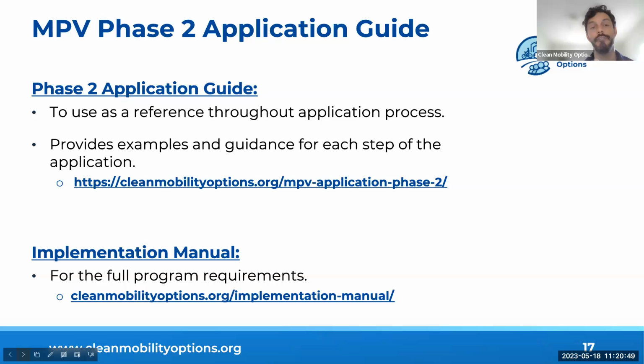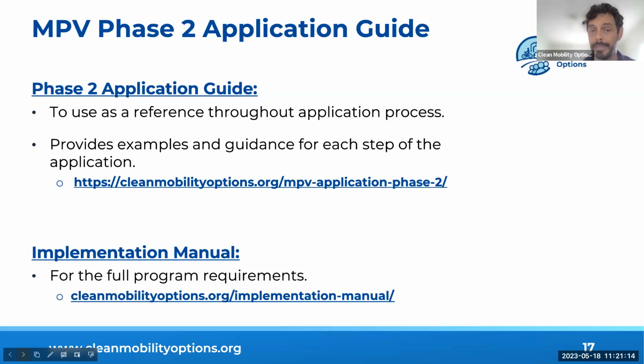The benefit of this is that it provides detailed information and guidance for each section of the application, helping you better understand the requirements and expectations. You can access the phase 2 application guide at cleanmobilityoptions.org/MPV-application. In addition to the phase 2 application guide, it's important to familiarize yourself with the full program requirements that are outlined in the implementation manual.